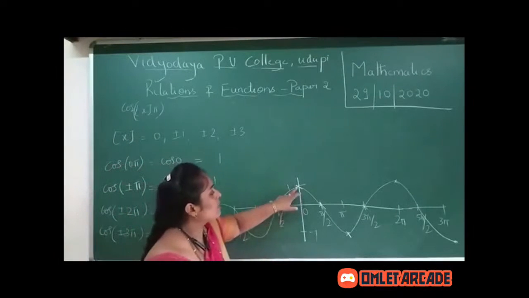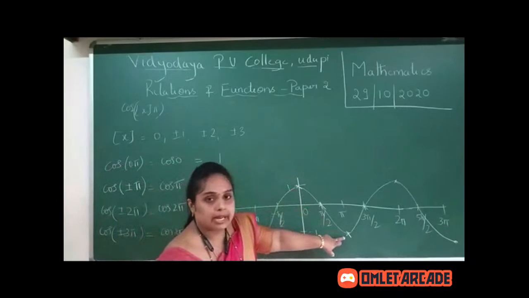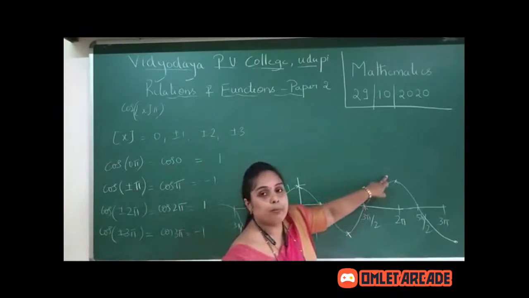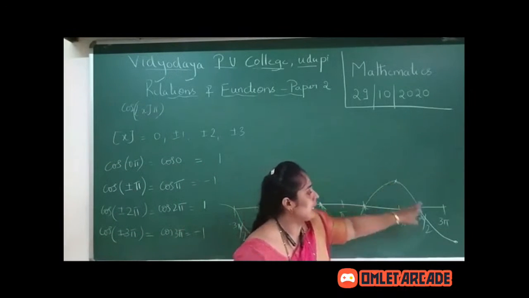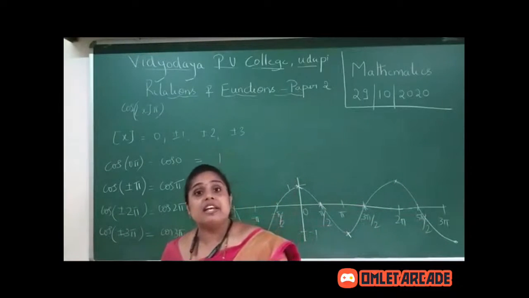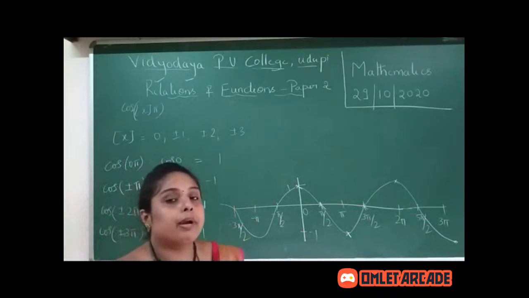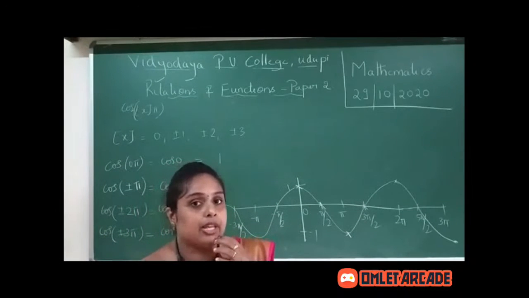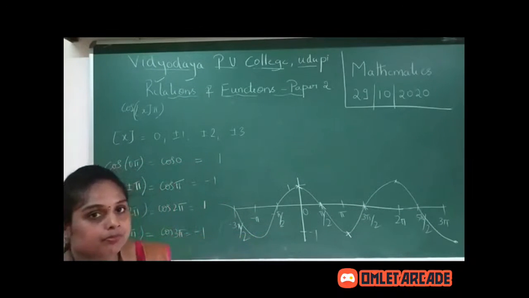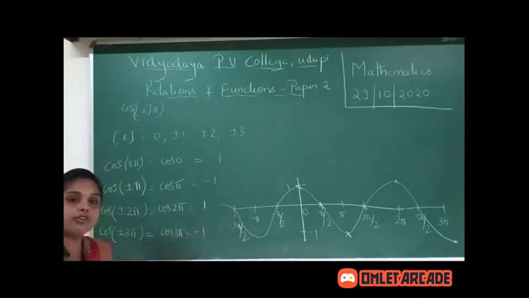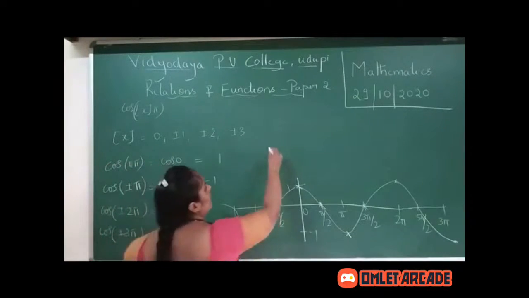Look here. For 0 it is 1. For pi it is minus 1. For 2 pi it is plus 1. For 3 pi it is minus 1 and so on. For 0, pi, 2 pi, 3 pi, 4 pi, every time I am getting 1, minus 1, 1, minus 1. I never got 0. So what is the range? If you check for some other values also, it is 1 and minus 1.